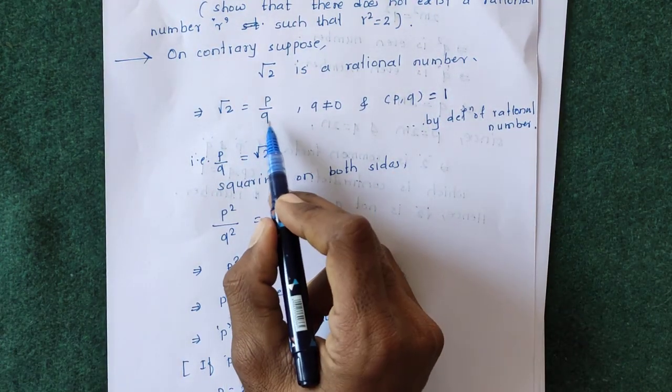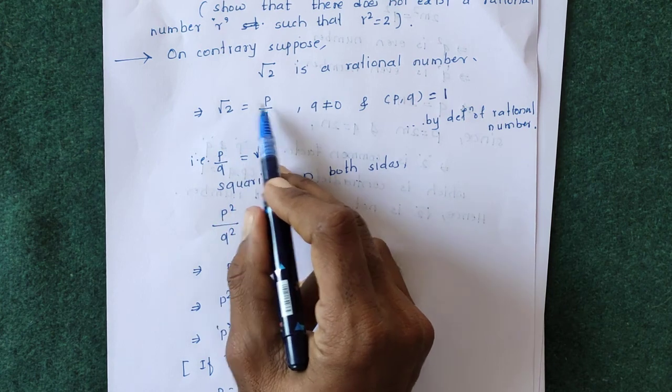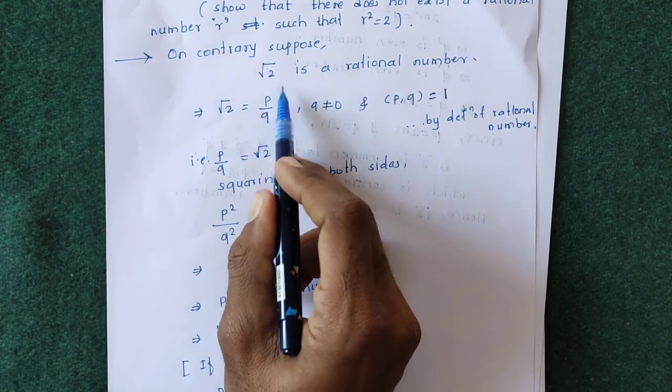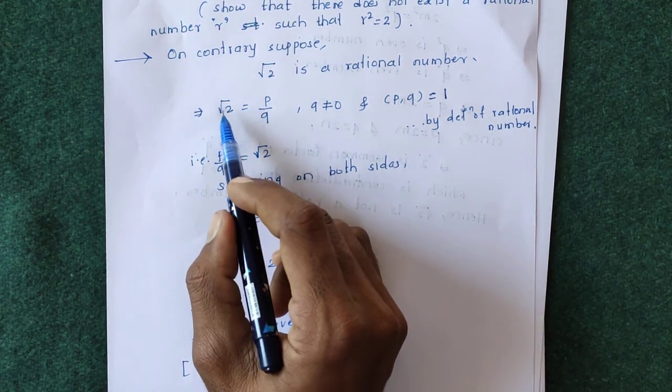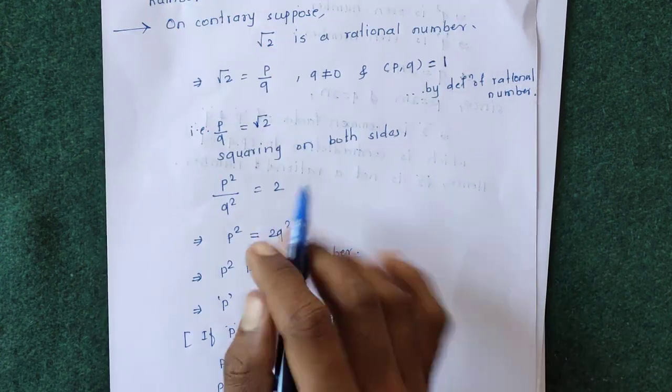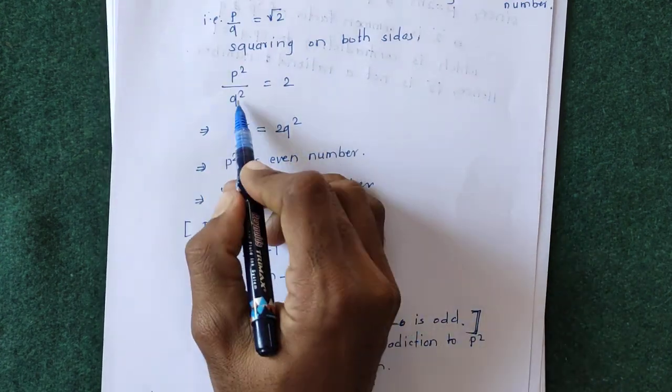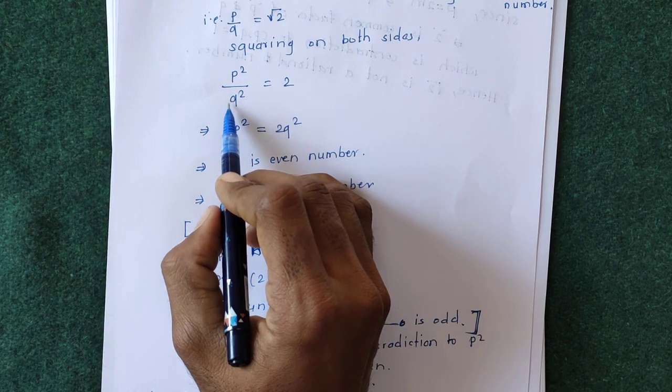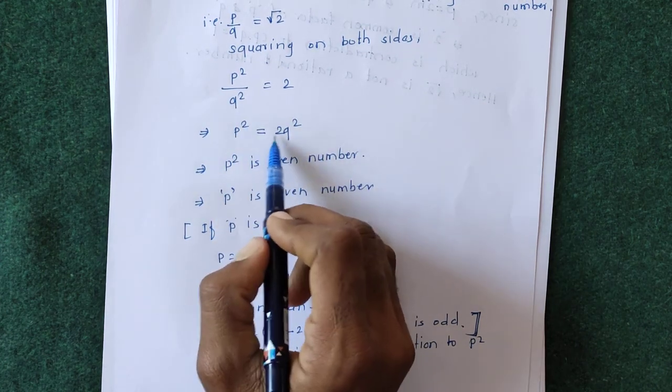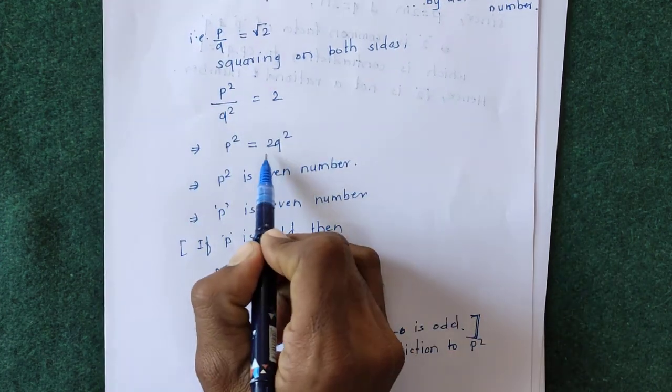Now this GCD is equal to 1. If we square both sides of this equation, we get p square upon q square is equal to the square of root 2, which is 2. So p square by q square is equal to 2, and rearranging this equation, multiplying both sides by q square, we get p square is equal to 2q square.